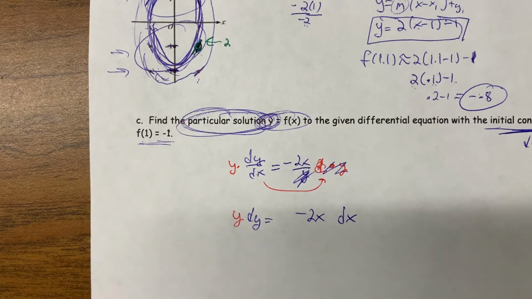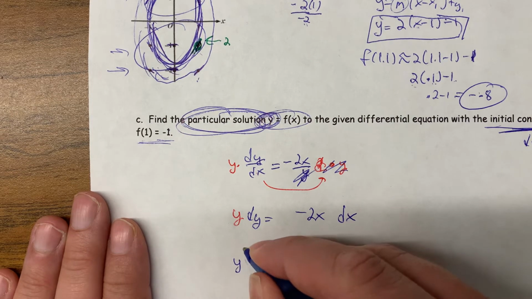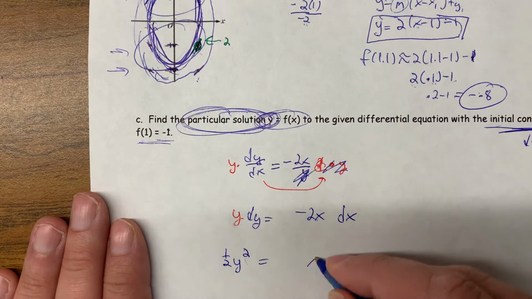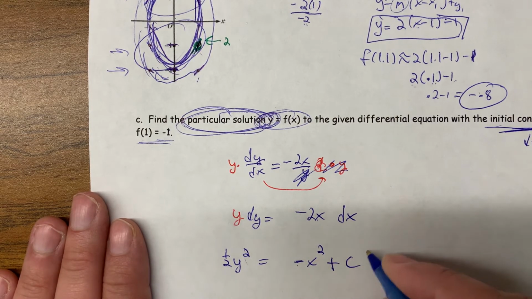What is the integral of the left side? We're going to do the antiderivatives now. The integral of the left side is, we raise the power by 1 and divide by that power. Here, we raise the power by 1 and divide by that power. And we put a plus c.